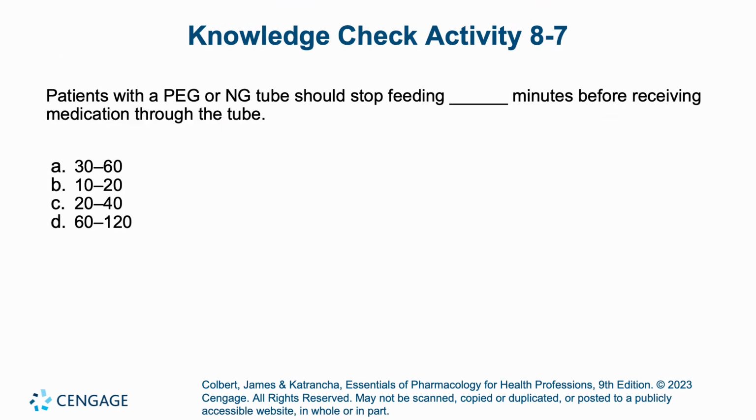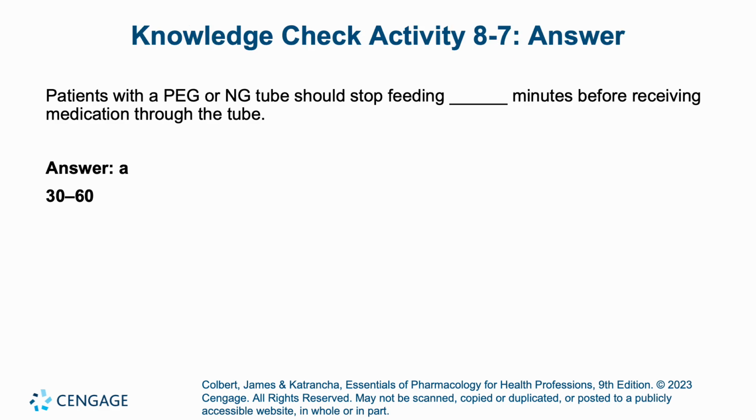Knowledge check. Patients with a PEG or NG tube should stop feeding blank minutes before receiving medication through the tube. A, 30 to 60; B, 10 to 20; C, 20 to 40; D, 60 to 120. And the answer is A, 30 to 60.